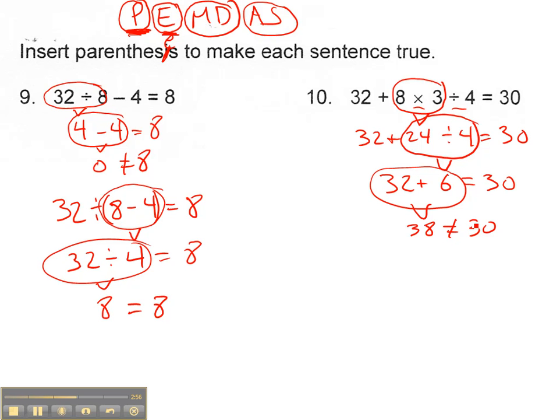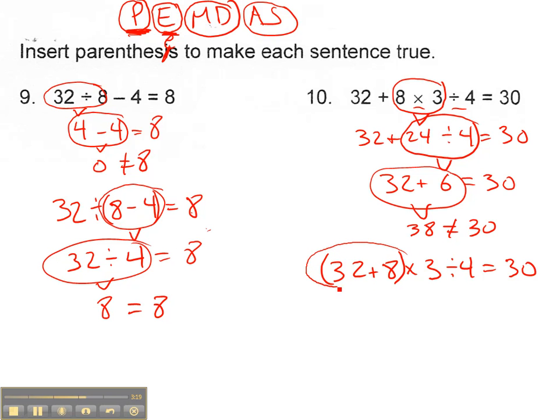So let's see. I think we're going to want to do that addition first. Let's rewrite the equation and try that. The only way I can do the addition first is by putting it in parentheses. 32 plus 8 times 3 divided by 4 equals 30. Let's try this. We're kind of using a guess and check method. We're going to try that and see if it works.